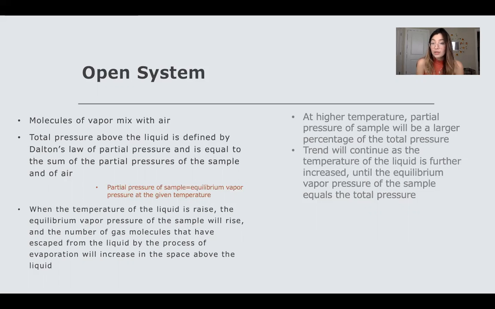When the temperature of the liquid is raised, I'm sorry for the typo, the equilibrium vapor pressure of the sample will rise, and the number of gas molecules that have escaped from the liquid by the process of evaporation will increase in the space above the liquid. At higher temperature, the partial pressure of the sample will be a larger percentage of the total pressure. This trend will continue as the temperature of the liquid is further increased until an equilibrium is established where the vapor pressure of the sample equals the total pressure.